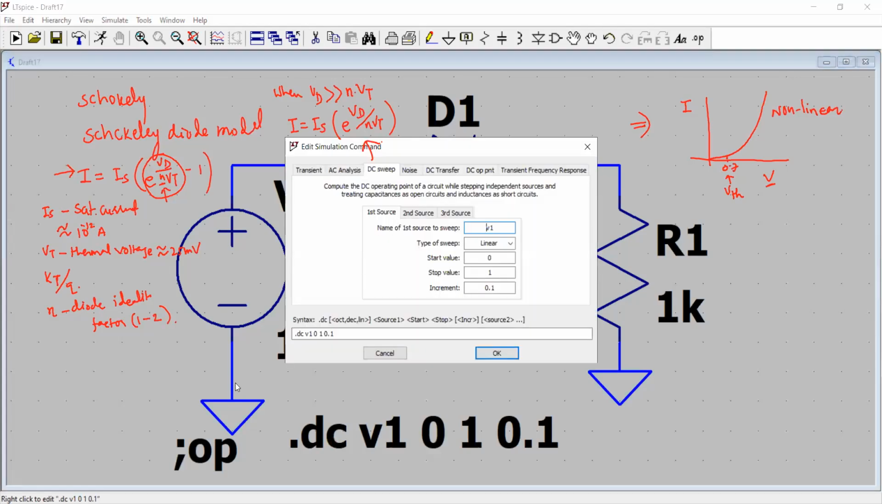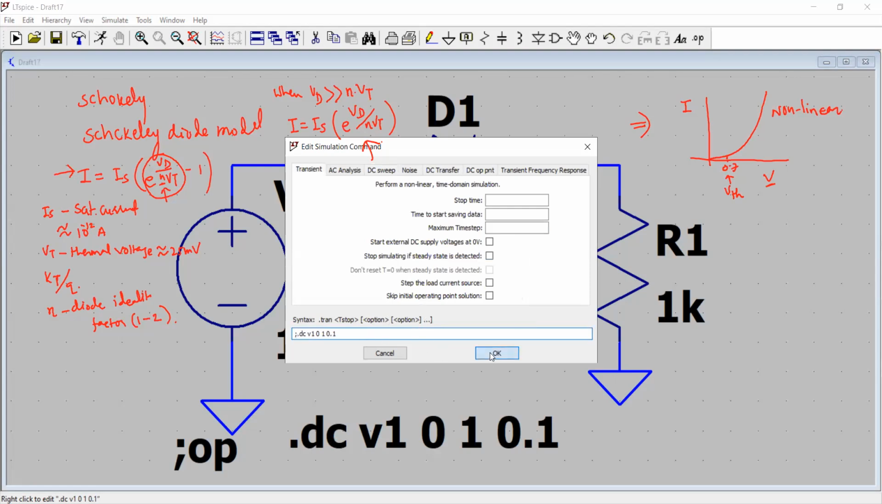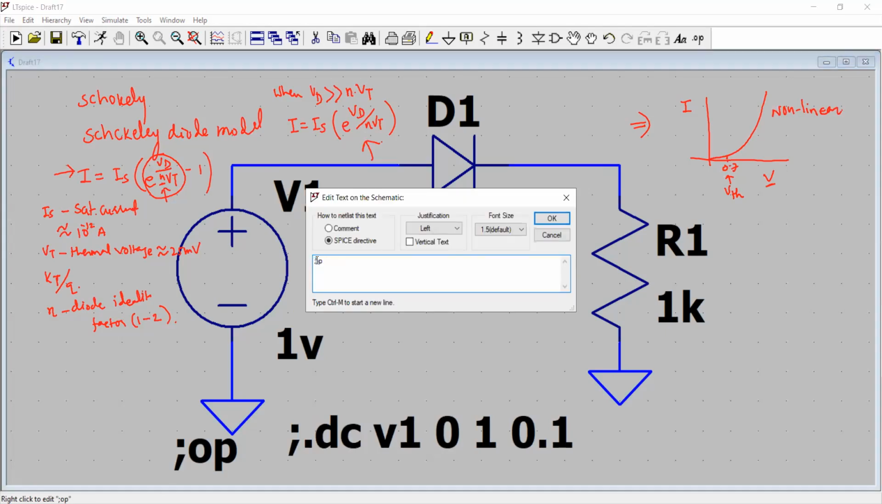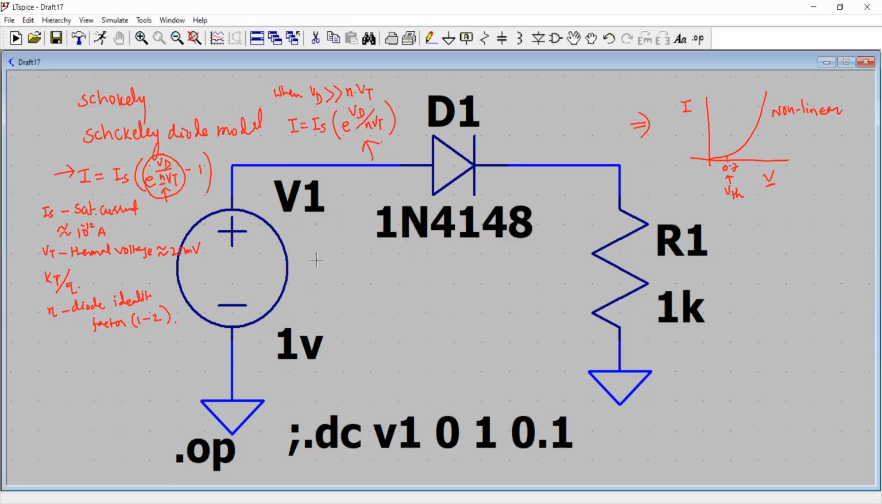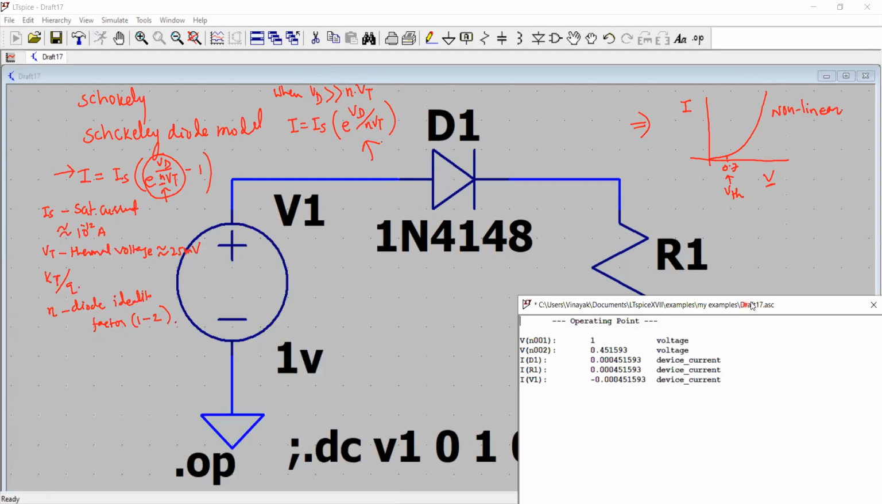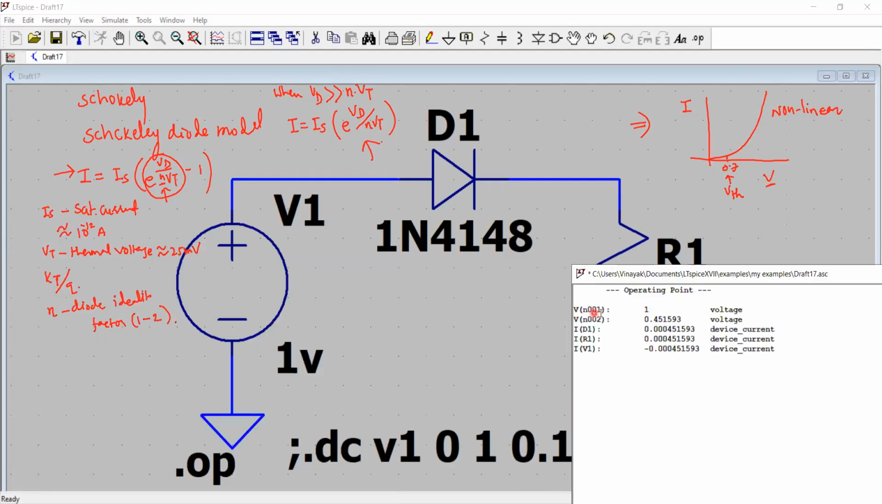So what I'll do, I will just for a moment disable this analysis, which is by this syntax, and enable this .op analysis, which I had done earlier. I'm going to do it again for you, and then I will click run simulation. Now I have these voltages and the currents. I see the voltage at node N001 is 1 volt, which is this node. Then voltage at node N002 is 0.45.